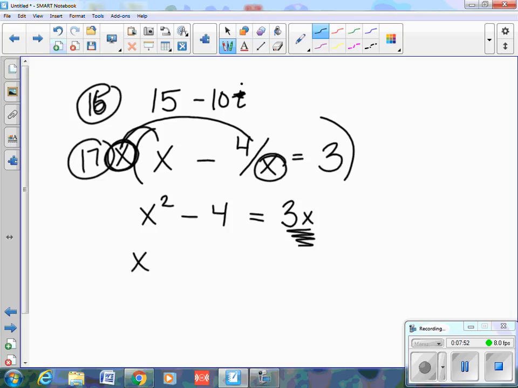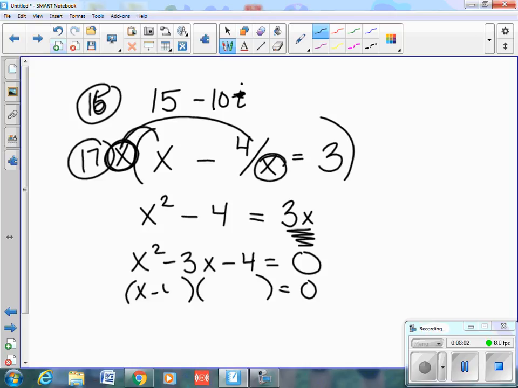Bring everything over to one side. Everybody see what I did? I brought everything over to one side so I can factor it. X equals 4. X equals a negative 1. 2 answers. Again, just multiply everything by x. Don't forget to do the right-hand side also.